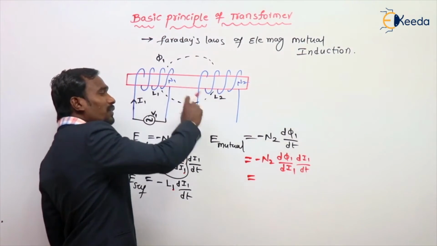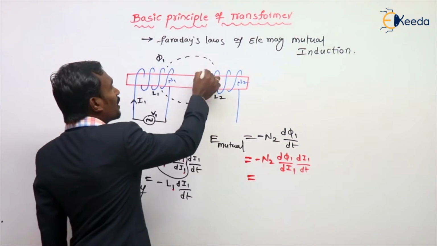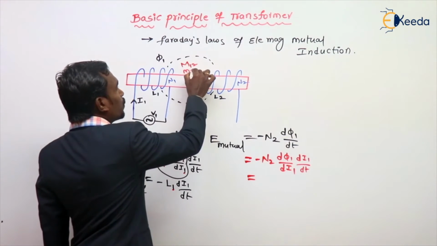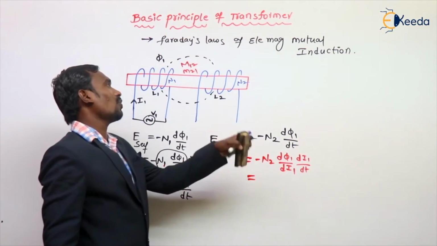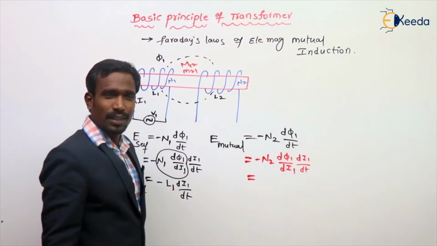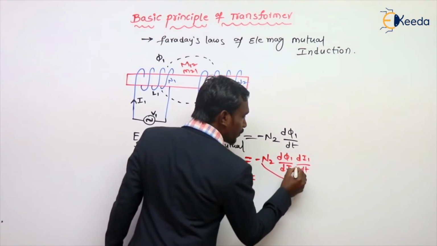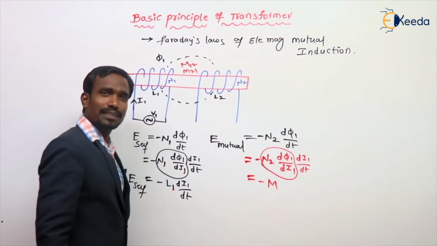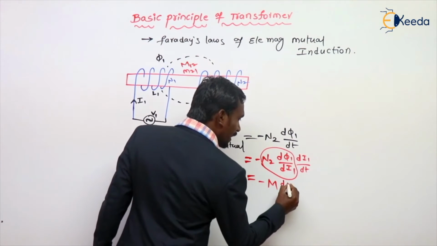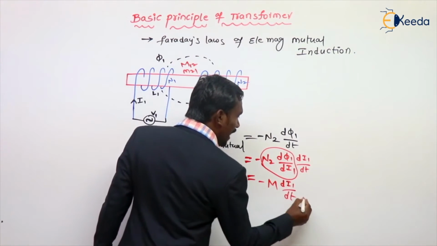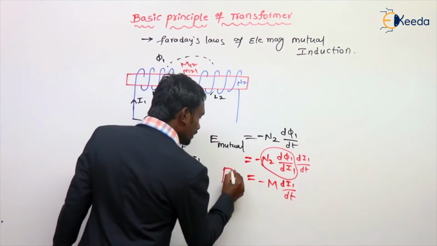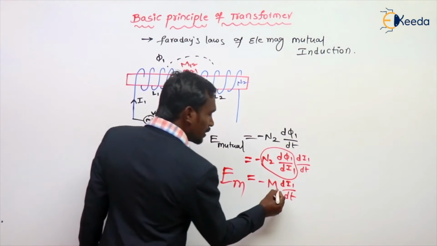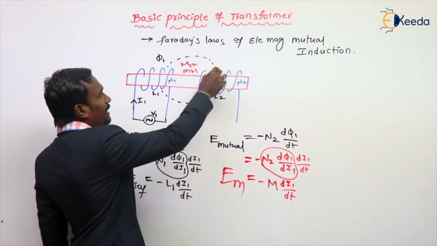This combination of these two is called the mutual inductance M12 or M21, first coil to the second coil, second coil to the first coil. Here this is written as the mutual inductance M multiplied with di1 upon dt. This is the mutual induced EMF. Of course, this is M12, first coil to the second coil.